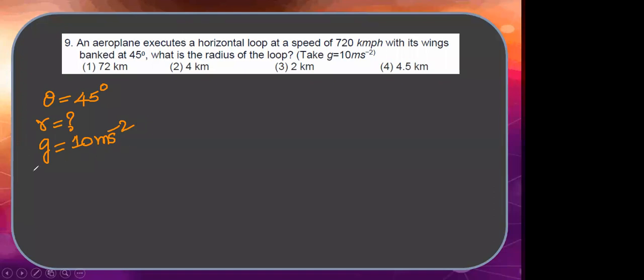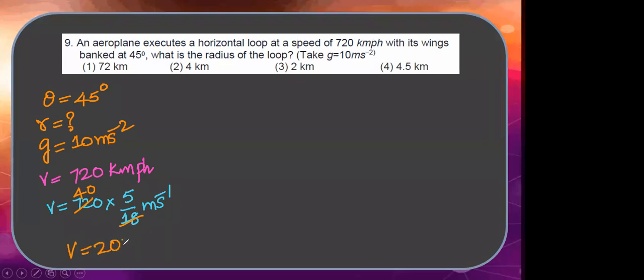Next, velocity v is equal to 720 kilometers per hour. There v is equal to 720 into 5 by 18 meters per second. There 18 cancels in 72, 4 times. 4 into 0, 40. 40 into 5 will be equal to 200 meters per second.